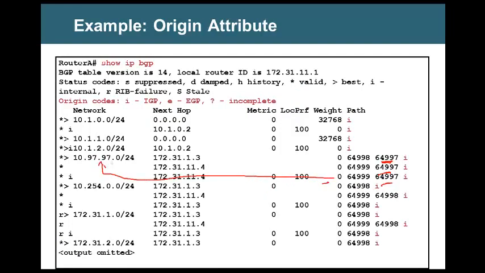This network has been introduced in this autonomous system by using a network command. That's why we have I. So it clearly shows the path from where it started and via which it has come. And for this network 10.254, this is the origin. Actually it originates from this autonomous system. These two are the same, but it is learned through two different paths.